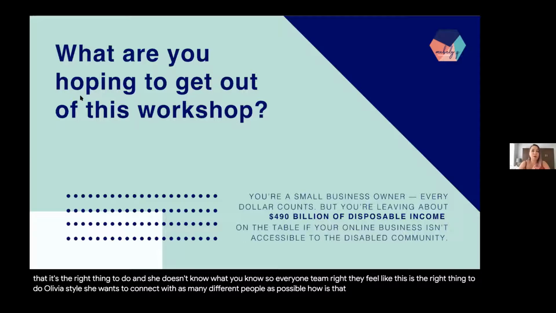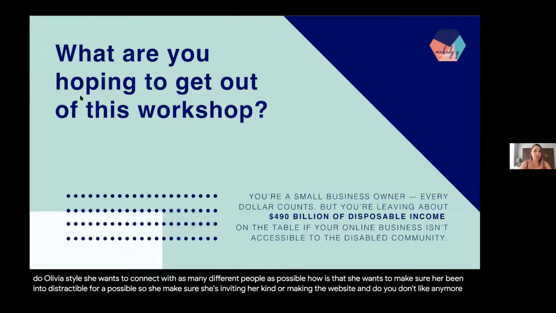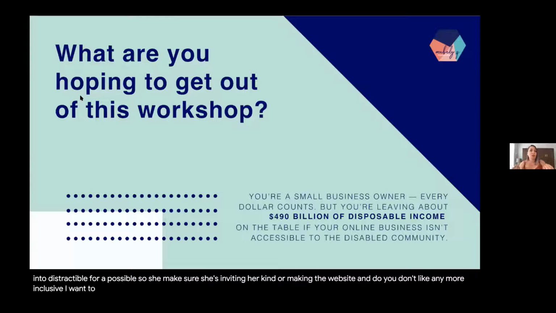Holly says she wants to make sure her business is as accessible as possible, so she can make sure she's advising her client on making the website and digital marketing more inclusive. I want to make things accessible, but she's having trouble finding the answers for systems and tools from Google. Finding information online is so hard.